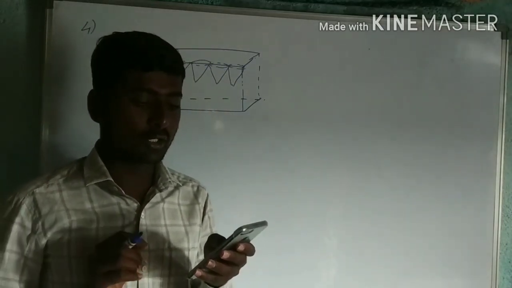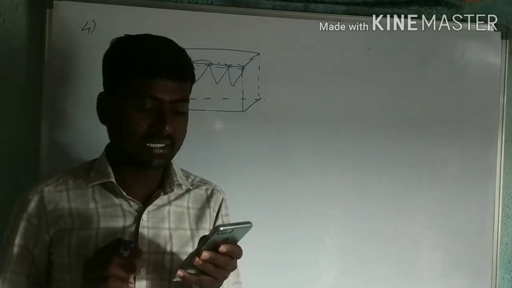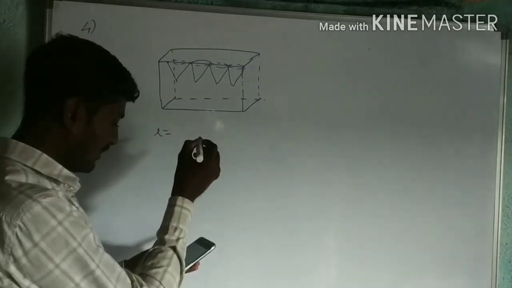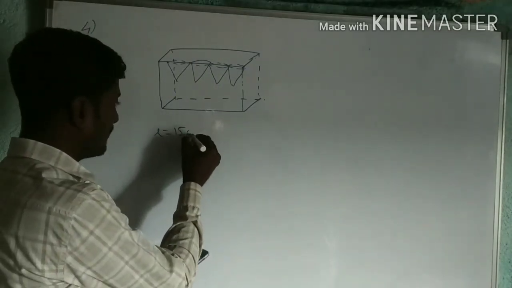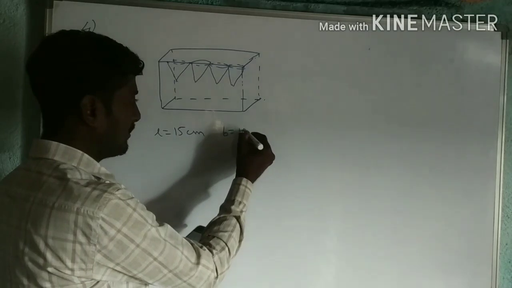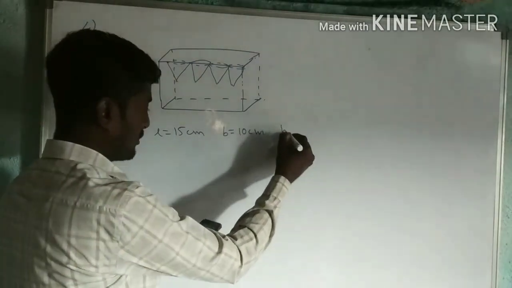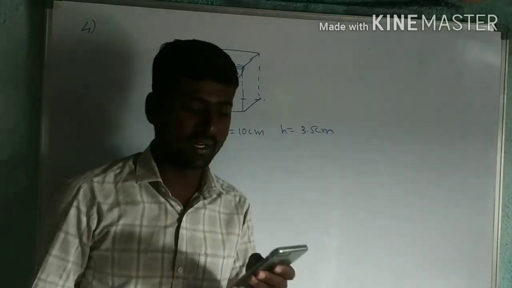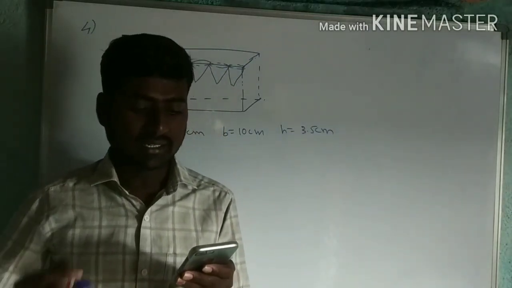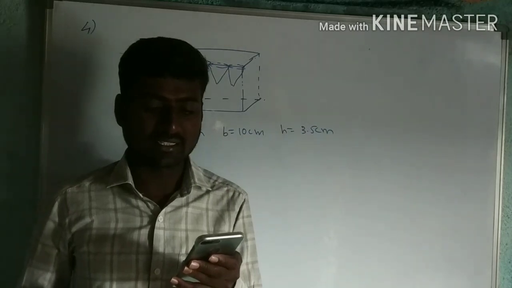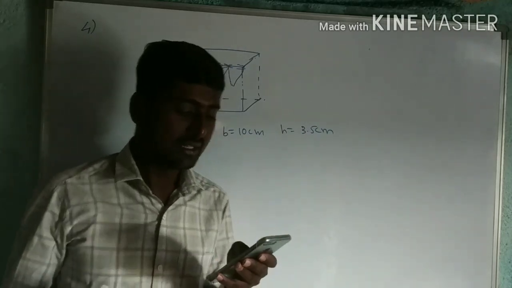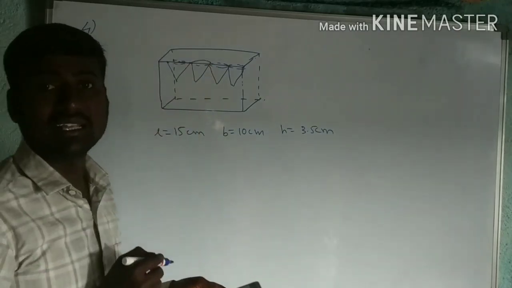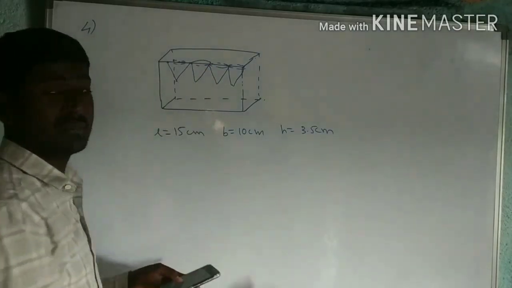Then the dimensions of the cuboid are 15 centimeter by 10 centimeter by 3.5 centimeter. So here L, B, H are given. L value is 15 centimeter. B value is 10 centimeter. And H value is 3.5 centimeter. Dimensions of the cuboid are given. Then the radius of each depression is 0.5 centimeter. The radius of each depression is nothing but the radius of the cone.